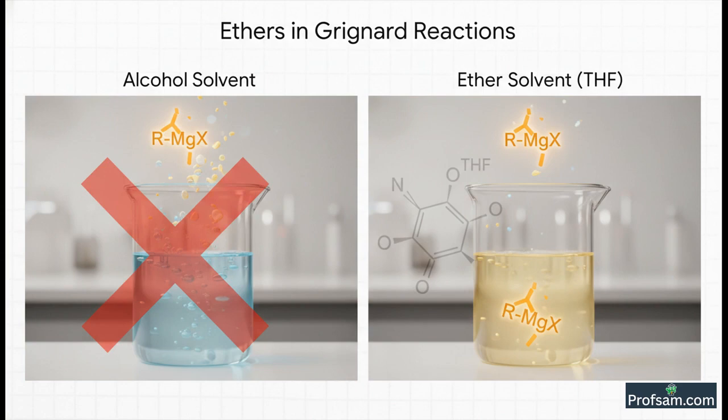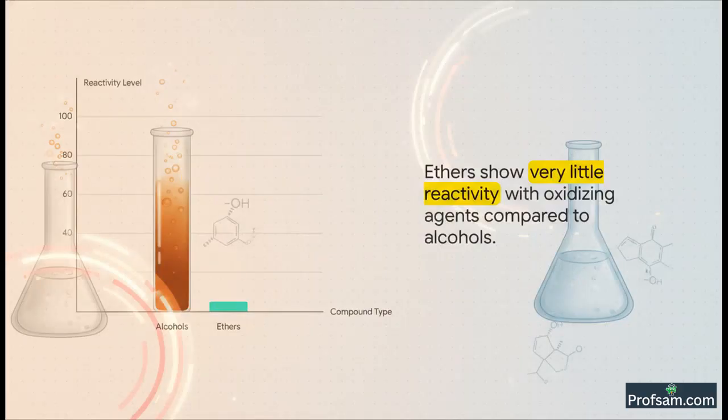It's the perfect partner. This simple chart shows you the difference perfectly. Look at the first bar. If you take an oxidizing agent and add it to an alcohol, it reacts very quickly. You'll see things happening. But now look at the second bar, for ethers. Under the very same conditions, there is almost no reaction. This really visualizes that dramatic difference in their chemical personality.